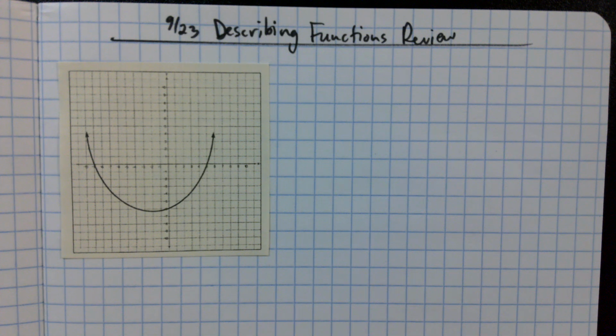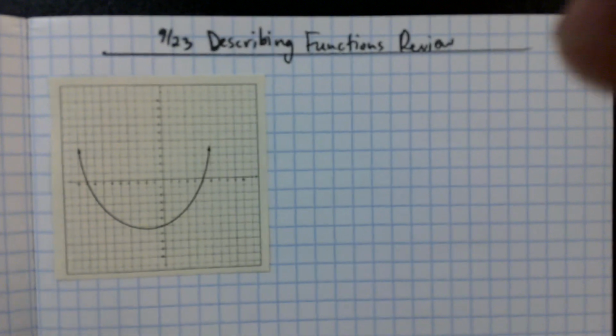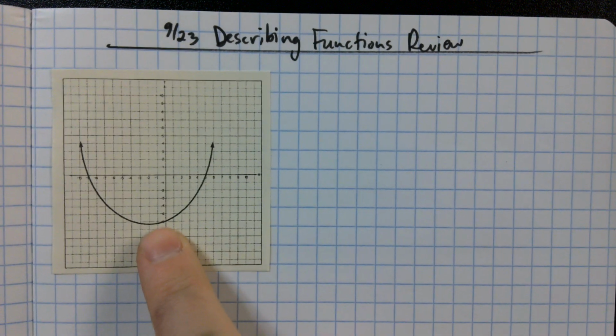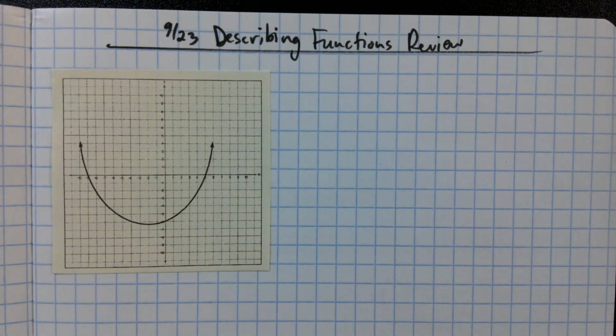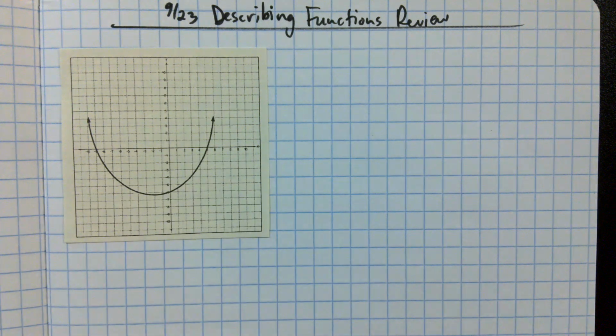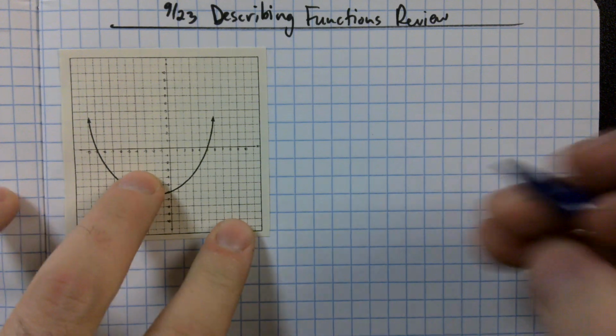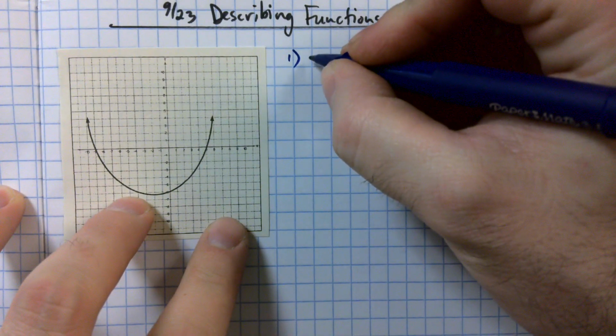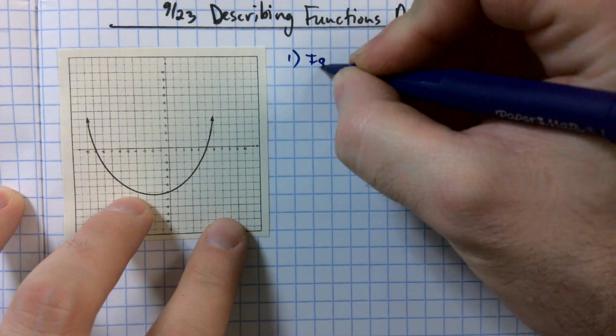All right. So we got a function here, right? Anyone remember what this shape is called? Parabola. All right. And we're going to describe this function. Okay? So the first thing we're going to do is ask ourselves, is it even a function?